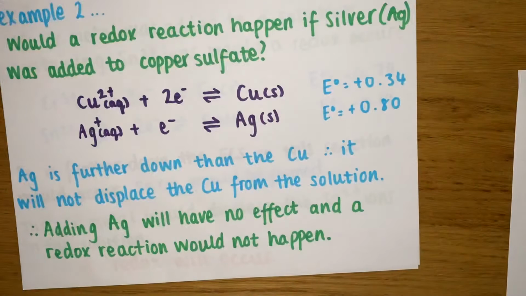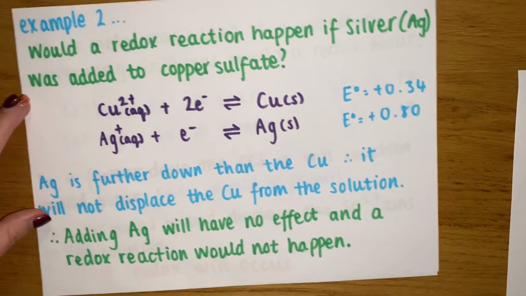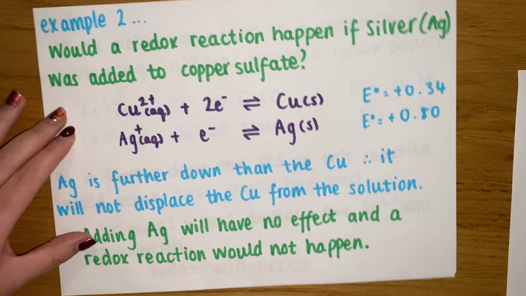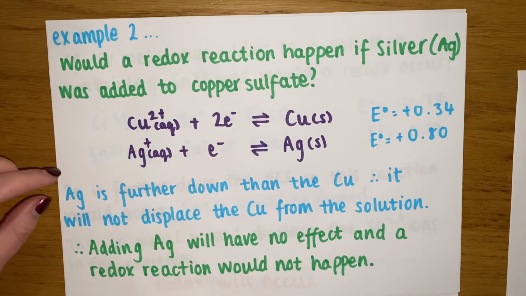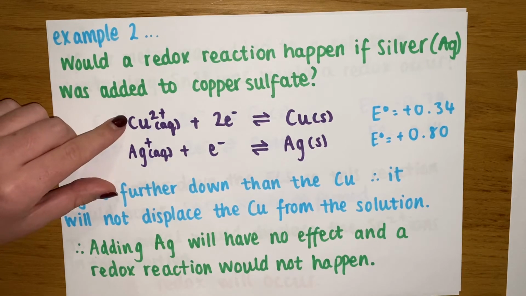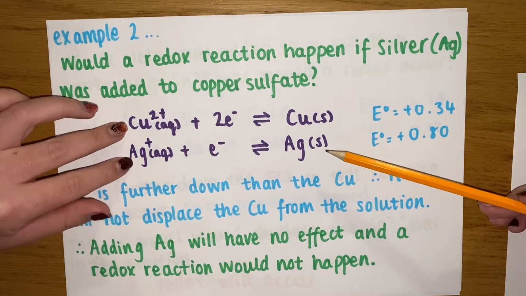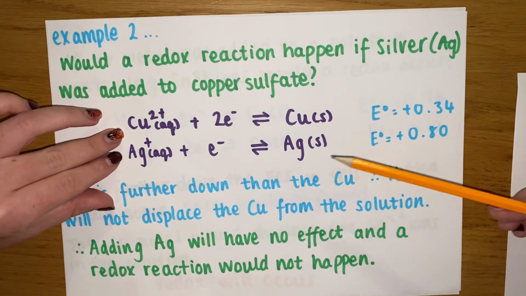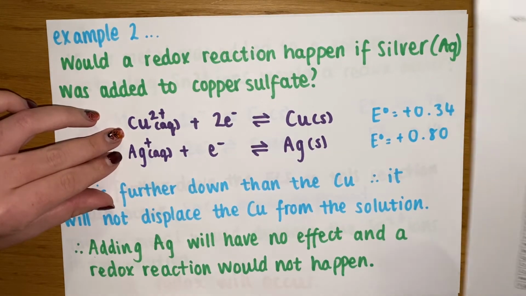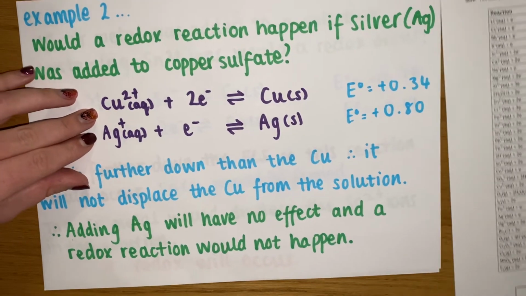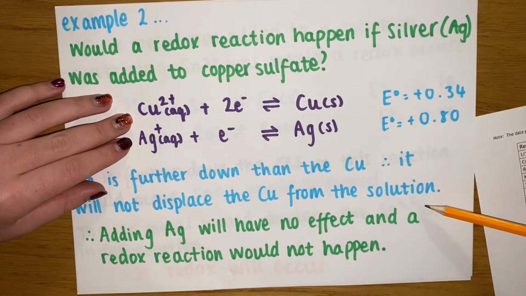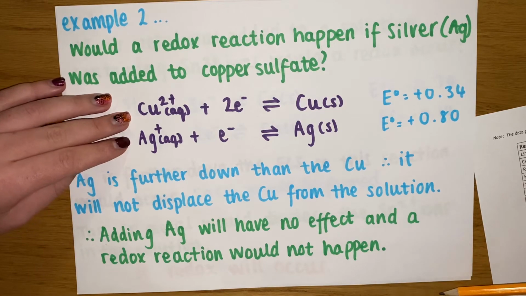So example 2 then: would a redox reaction happen if silver was added to this copper sulfate? We're going to do the same again. You're going to find Cu2+ going to copper solid, and Ag+ going to Ag solid. You'll find these both on page 12. You're going to see which one's got a higher electronegativity, and which one's further down. The ones further down will have a higher electronegativity.